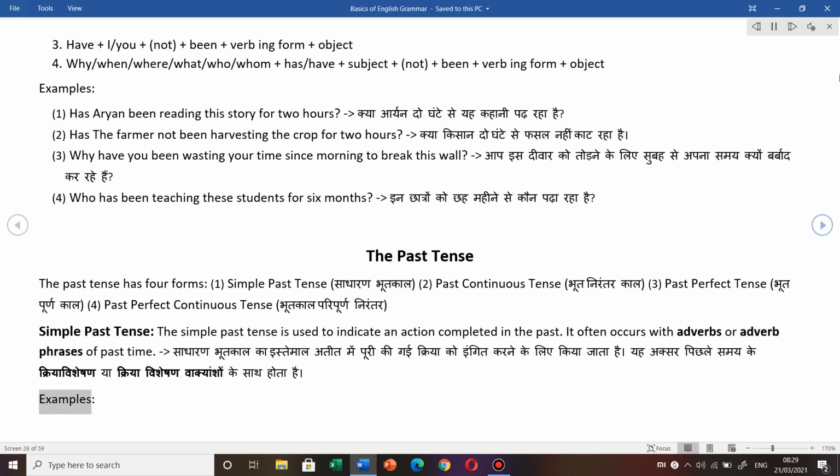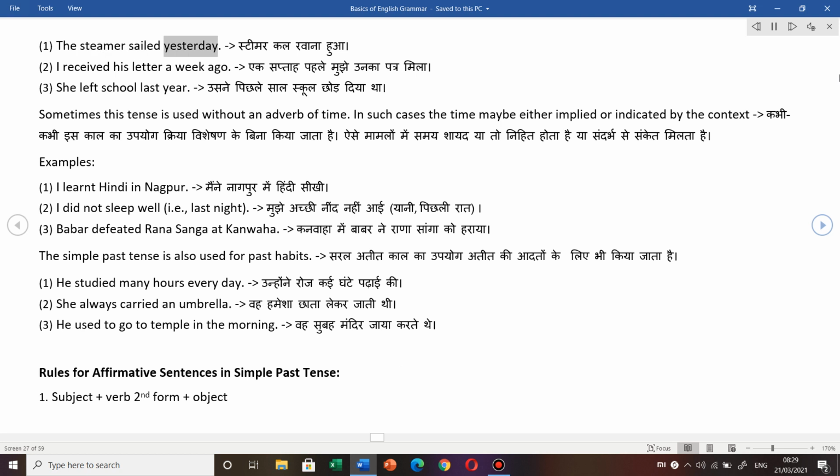Examples. The steamer sailed yesterday. I received his letter a week ago. She left school last year. Sometimes this tense is used without an adverb of time. In such cases, the time may be either implied or indicated by the context.